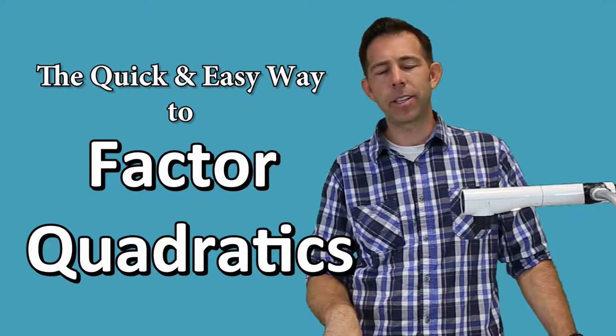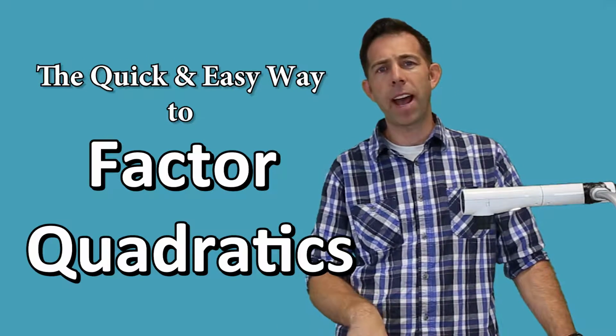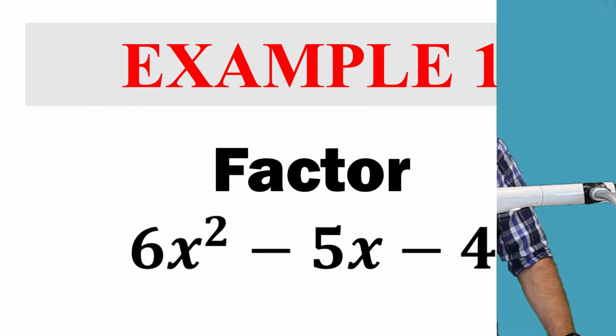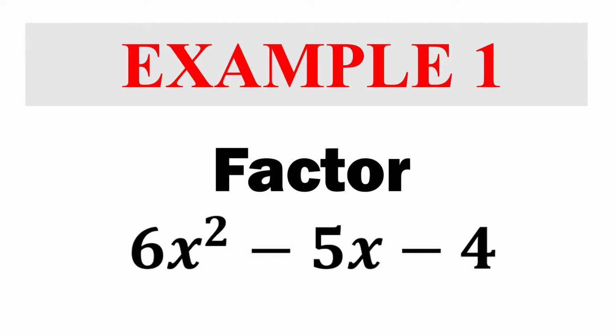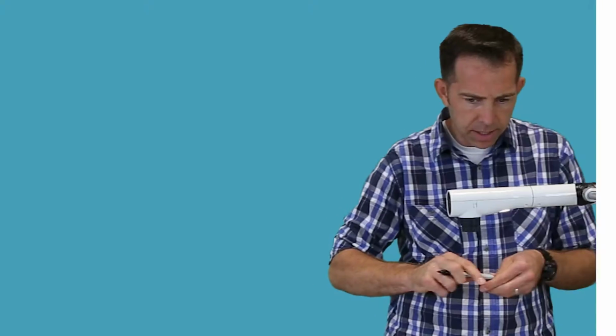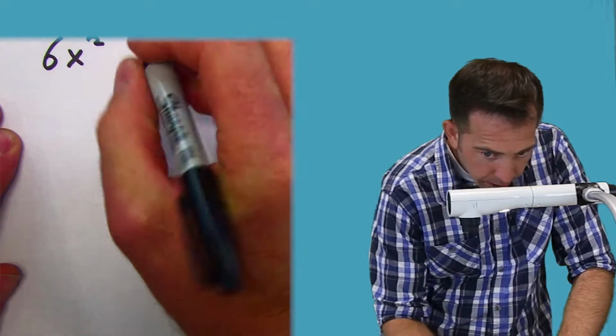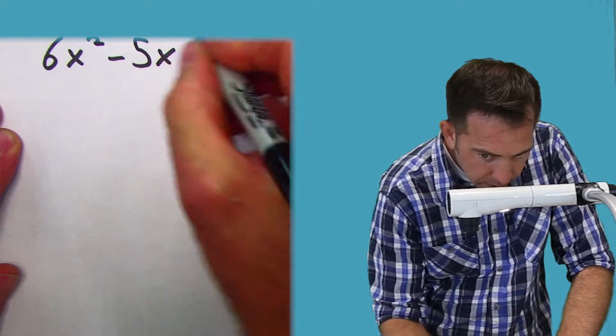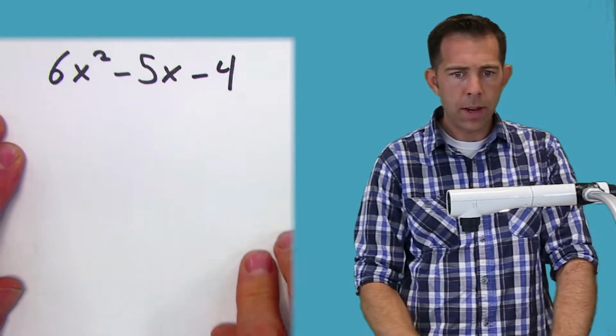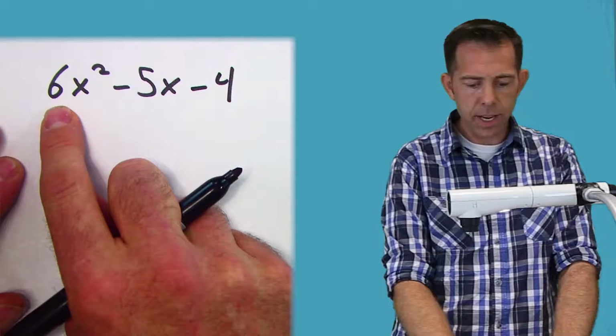In this episode, I'd like to show you the quickest and easiest way to factor and solve quadratics. So let me give you an example. If we have 6x squared minus 5x minus 4, now we've got a leading coefficient of 6.